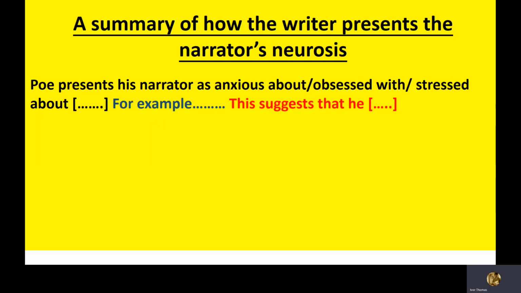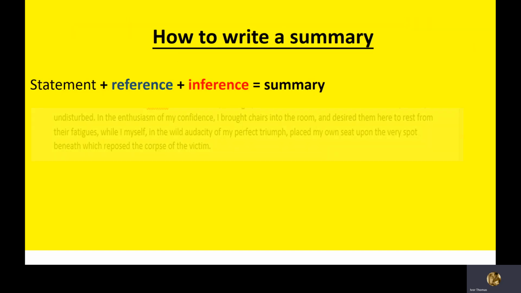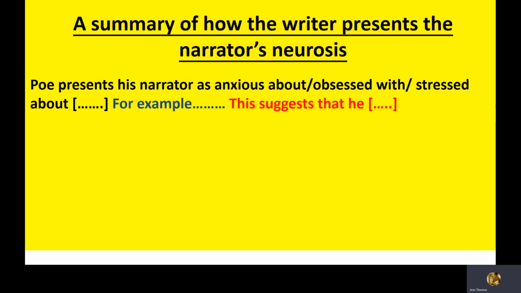Poe presents his narrators as anxious about, or obsessed with, or stressed about, for example, and there you should place one of the quotations that you made, that you have here under the identification, or that you've highlighted on your sheets. Yeah, so this suggests that he, what?